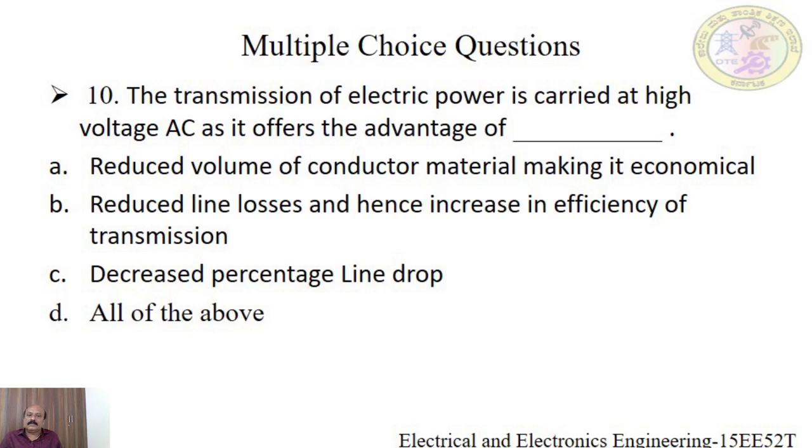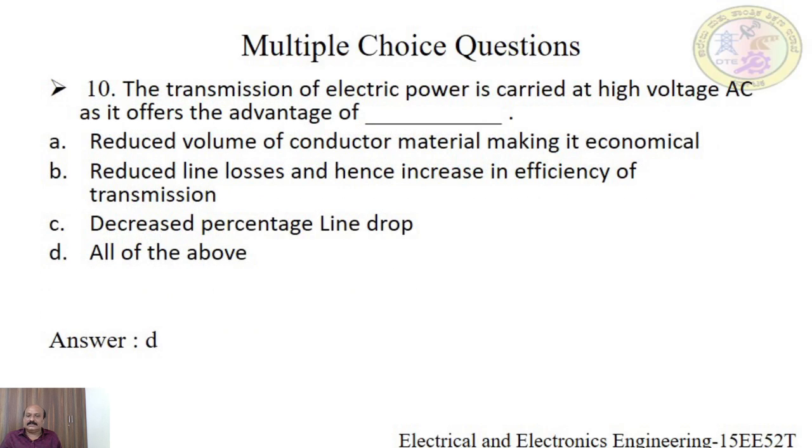Reduced volume of conductor material making it economical, reduced line losses and hence increase in efficiency of transmission, decreased percentage line drop. As we have seen in the beginning itself, high voltage AC system has several advantages in which there will be reduction in the conductor material, there will be reduction in the line losses, and there will be reduced percentage drops. Therefore, statements A, B, C are all correct. Hence, the answer would be D, all of the above. Let us see. Yes, it is D.